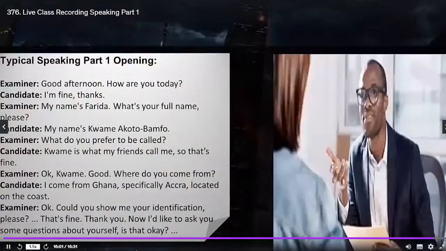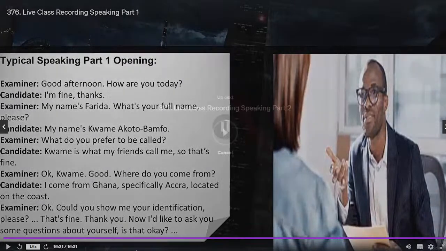All right, so for a part number 1 opening, it's always like this. Good afternoon, how are you? I'm fine, thanks. It's going to start out this way, right? When they're going over this part right here, just answer the questions naturally. Don't give these pre-rehearsed, memorized responses because we can always tell when you do it. And that does not help your scoring when you do that.